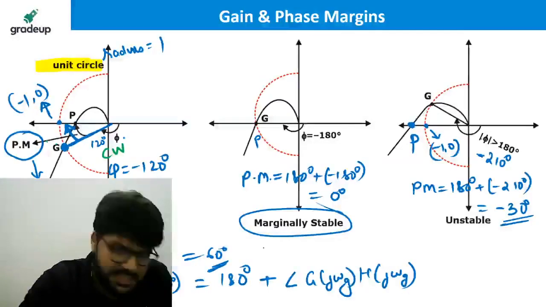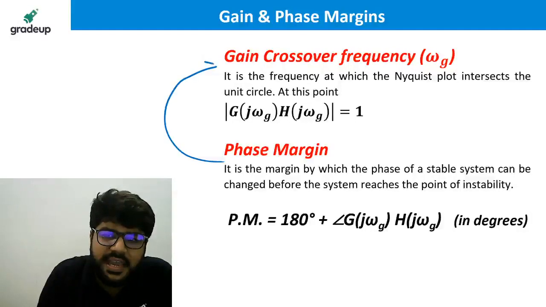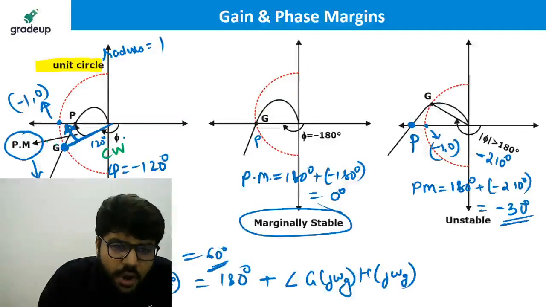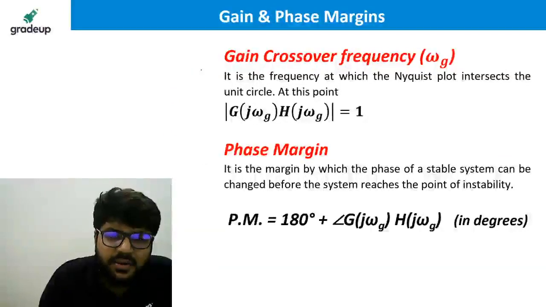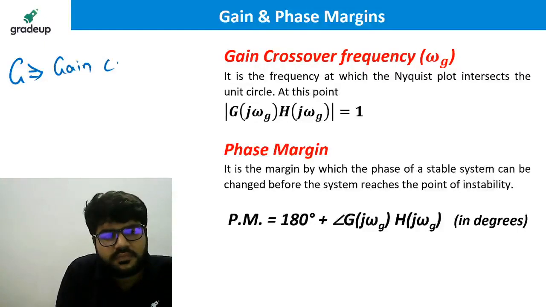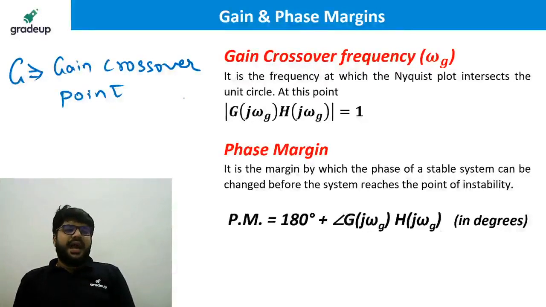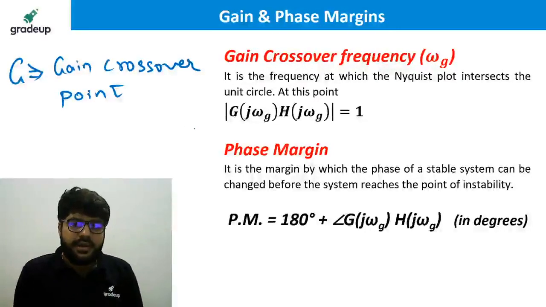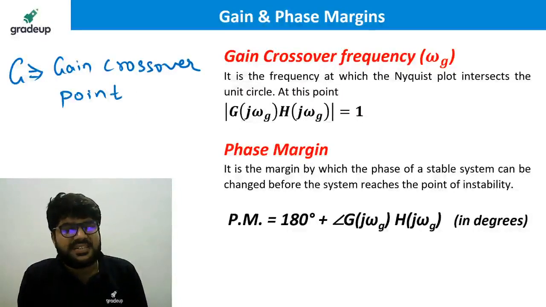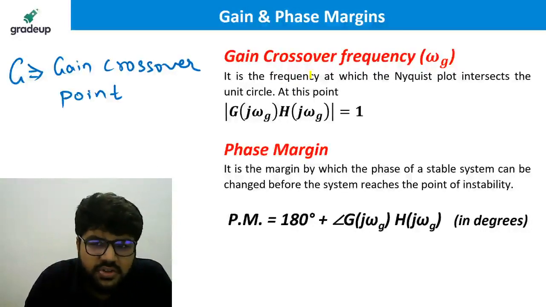Okay. Now definitions. Till now I have not stated the definition. To calculate the phase margin, first you will calculate the gain crossover frequency. I told the point G, that is known as the gain crossover point, and the gain crossover point is the point at which the Nyquist plot cuts the unit circle, and the frequency at which you cut the unit circle is known as the gain crossover frequency.